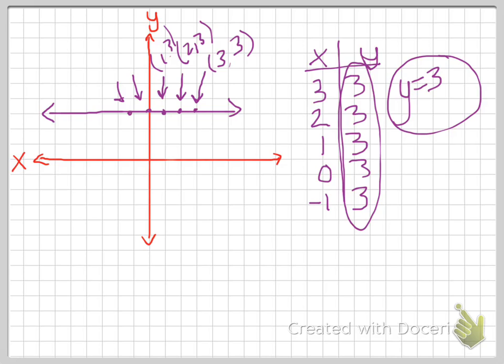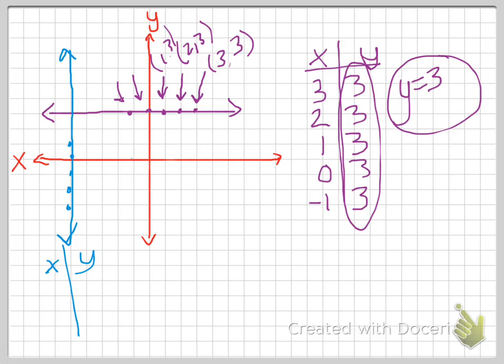Then the reverse of this is what happens if you have, and I'm just going to put it over here, a vertical line. Well, let's put some points on the vertical line and look at it as a table.